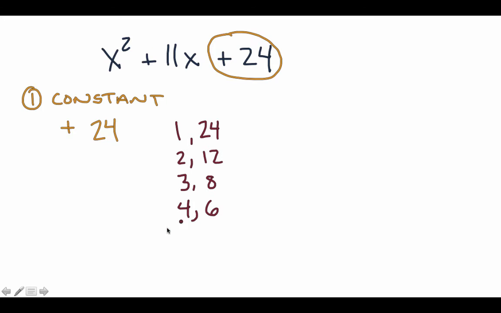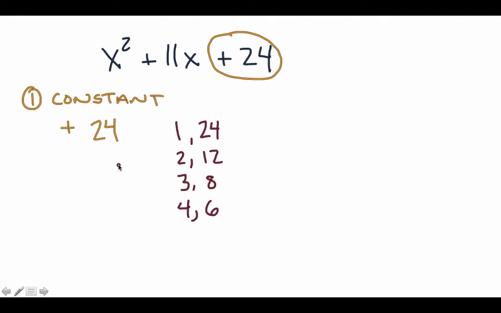5 does not go into it. 6 does, but I've already listed it. If you list in order, you'll make sure you get them all. And you need to get all of them. It's kind of like Pokemon. You want to catch them all, because if you don't, you might miss how this actually factors.